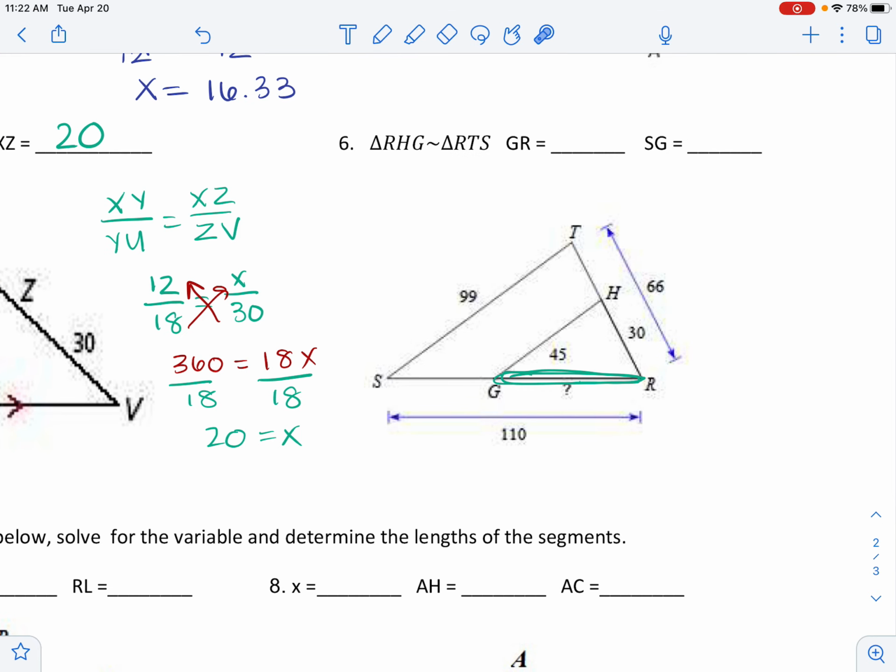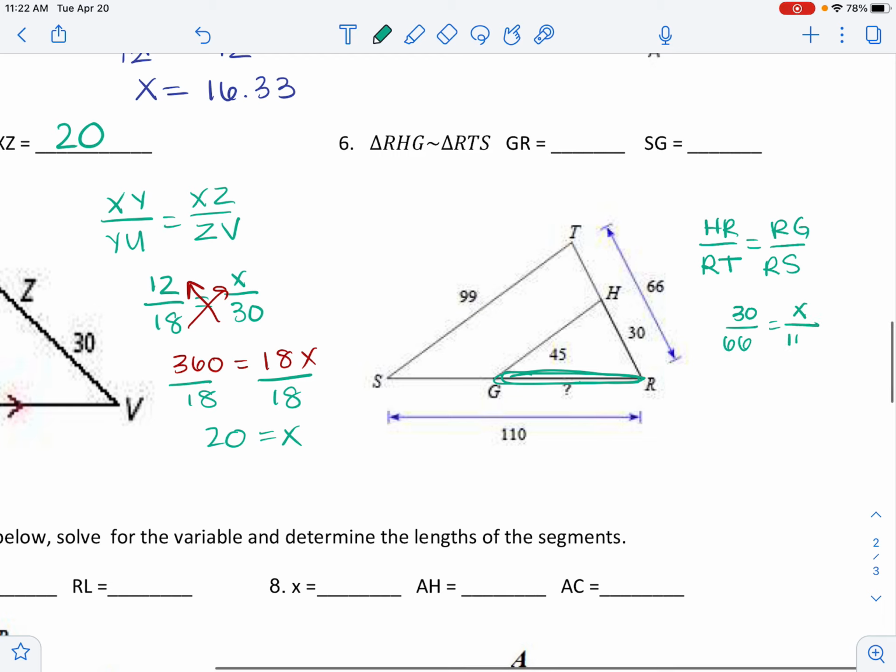Instead, what we're going to set up is a proportion of the pieces that we want to the whole sides that they are a part of. So I'm going to set up HR over RT, the whole side, equals RG over RS. Now I can set up a proportion. It still works the same from here. HR is 30, RT is 66, RG is what we're looking for, and SR is 110.